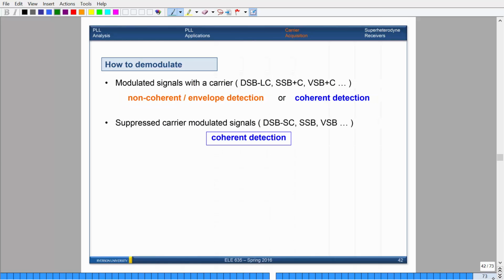With suppressed carrier modulated signals, as I talked about, so double sideband suppressed carrier, and also single sideband or vestigial sideband by themselves without a carrier, do require coherence. So there's no envelope detector you can use to demodulate these signals. Unless you have a carrier on top, you're going to have to use coherent detection, unfortunately.